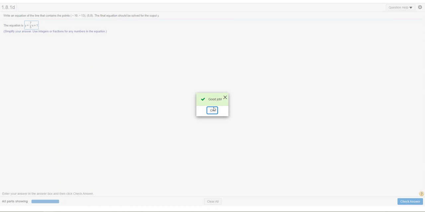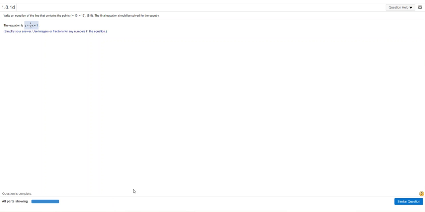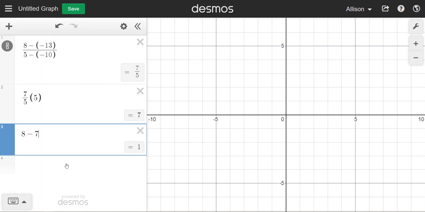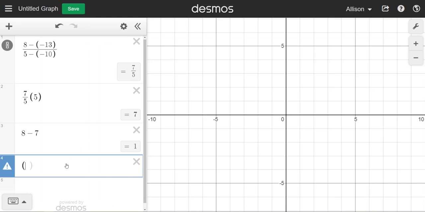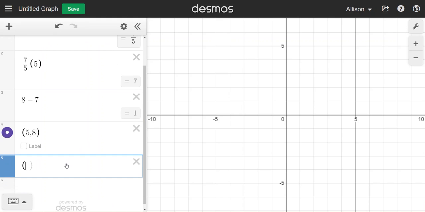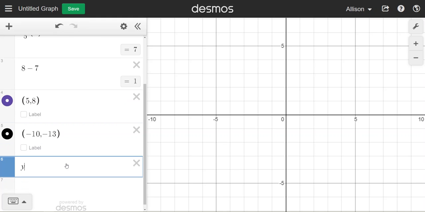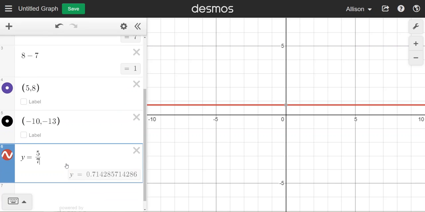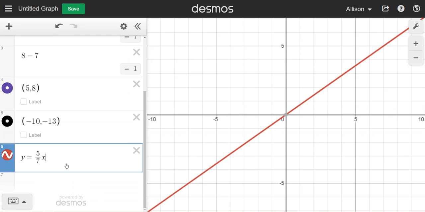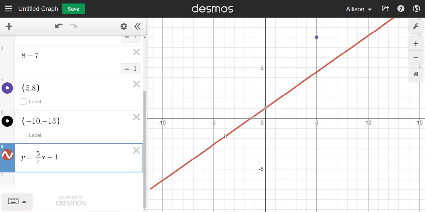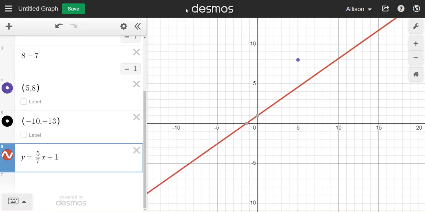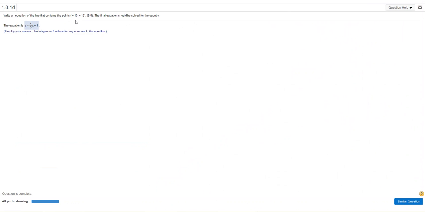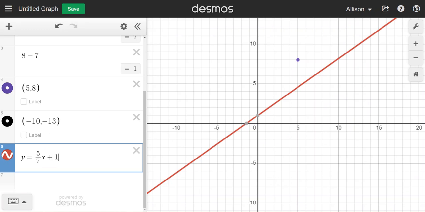If I was doing this project style instead of MyMathLab style, just finishing off our details here, I could graph the two original ordered pairs. 5, 8 was one of them, and the other one was -10, -13. And my answer line was y equals 5/7 x, yes, plus 1. Yes, plus 1, sorry. Okay, and so if I can zoom out enough, I may have gotten that ordered pair wrong. Let me look back. -10, -13, and 5, 8.